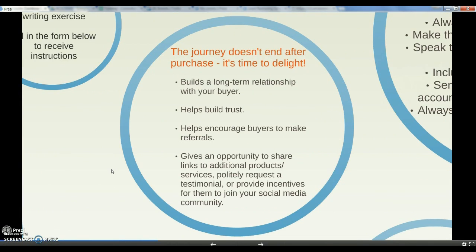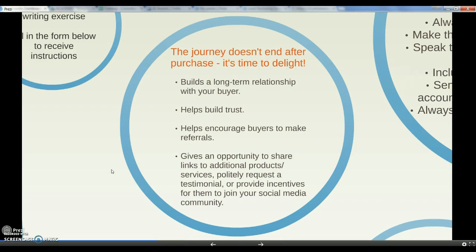Okay, and another very important point to remember, and we always encourage this, is that the lead nurturing process does not stop after someone has made a purchase. This is the time that you can use to further build a relationship and to delight this person who has now become your customer. So this process helps them to build a relationship of trust with you.